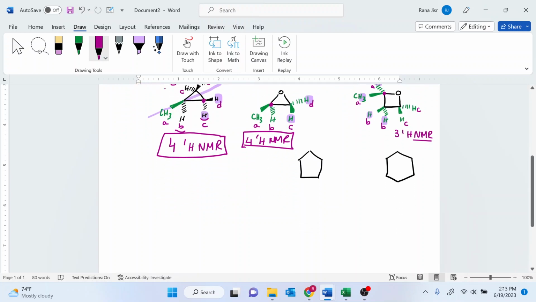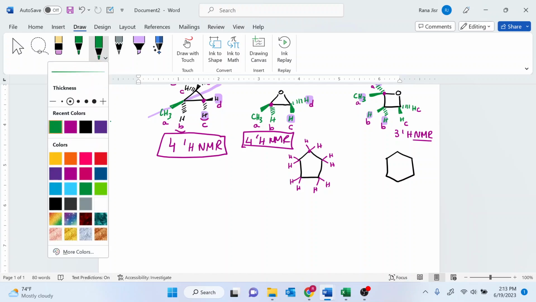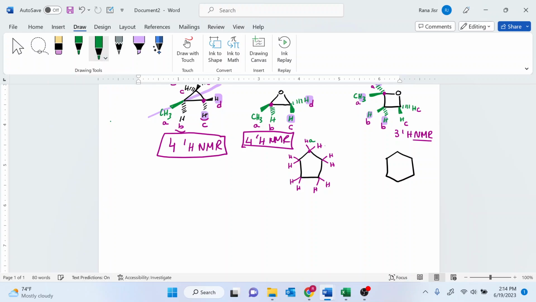If you have a cycle which is not substituted at all, then in this case, all the hydrogens belong to the same environment. And if they belong to the same environment, they will not split each other. So notice here that all of these hydrogens, because I can draw a plane of symmetry, do belong to the same environment. So we all have over here just one type of hydrogen, which is hydrogen A for all of them. So this means that hydrogen A's are not going to split each other.